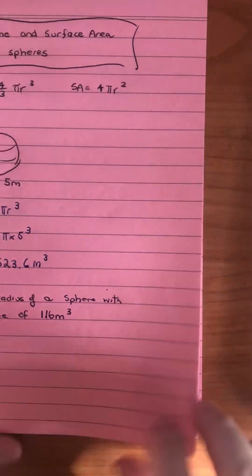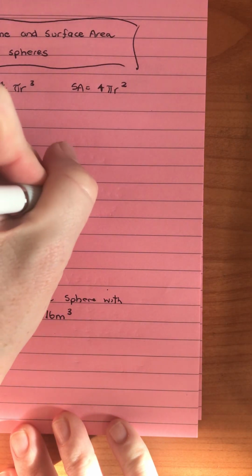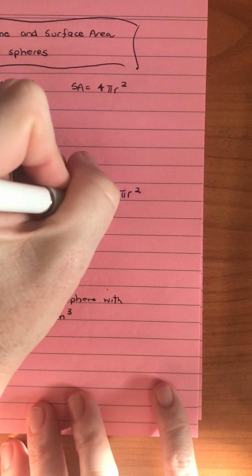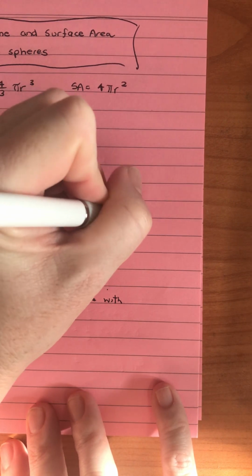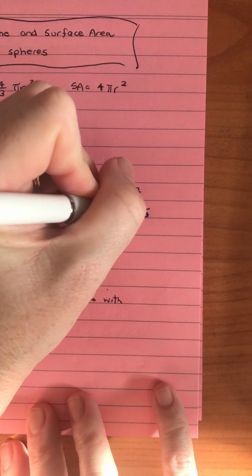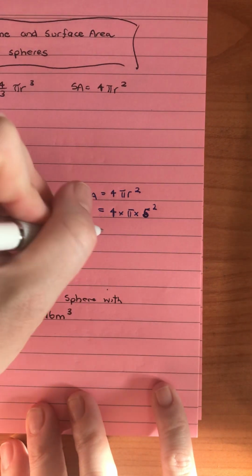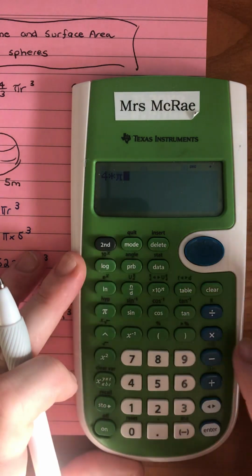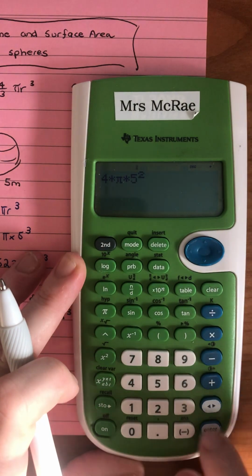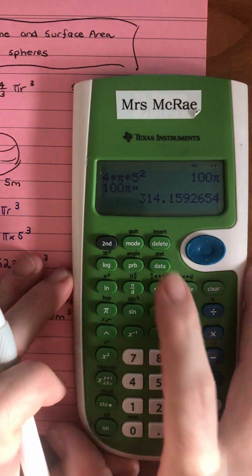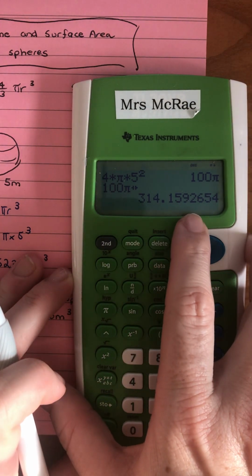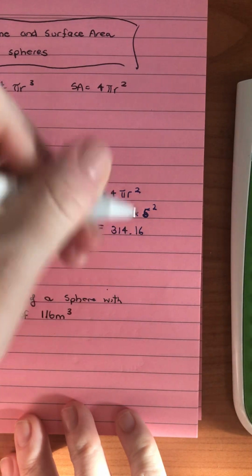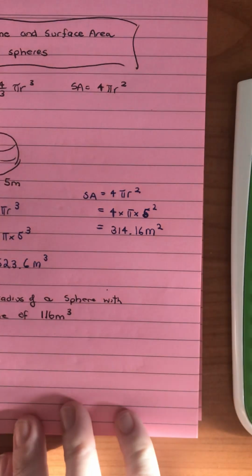Then when I'm doing surface area, it is 4 pi r squared. So I'm going to do 4 times pi times 5 squared. So I'm going to grab my calculator and do 4 times pi times 5 squared, and I get 314.159, so I'm going to round that to 314.16. And that will be meters squared.